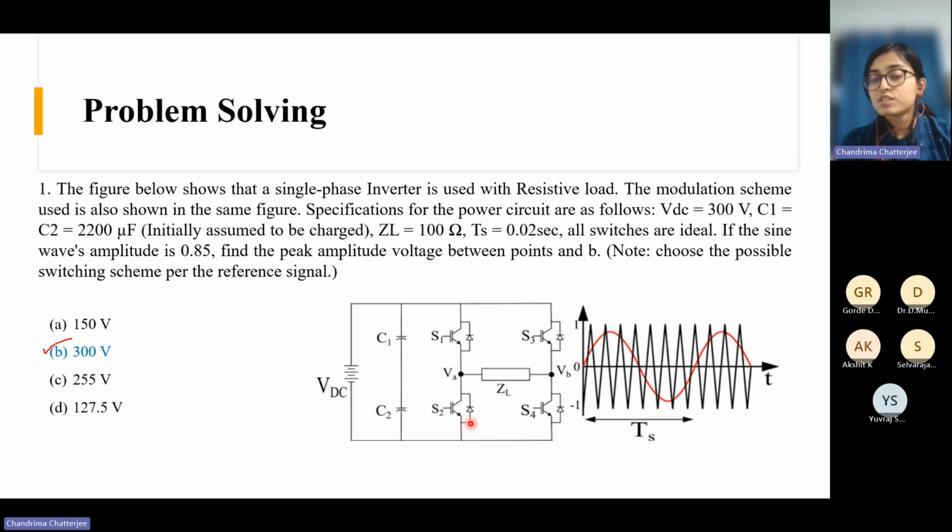The low side switches always get the complementary signal of the high side switch, otherwise the DC bus will be short circuited. Okay, there will be shoot through. So whatever pulse you give to this one, it should be the complementary of this one. Similarly for this one also. Okay.